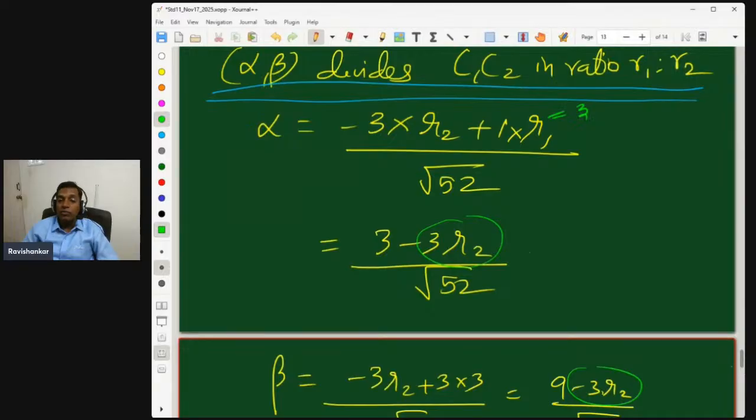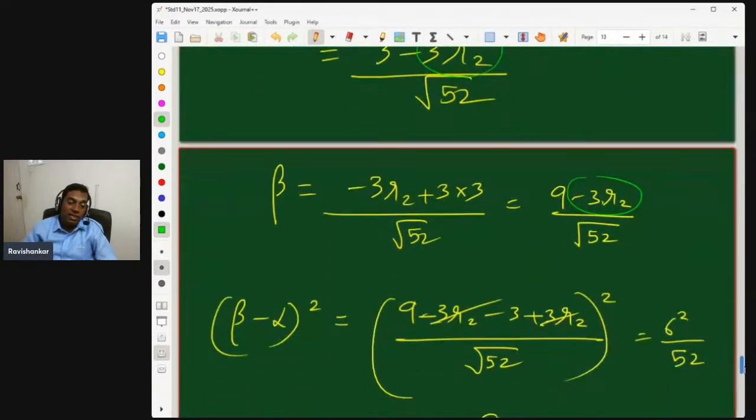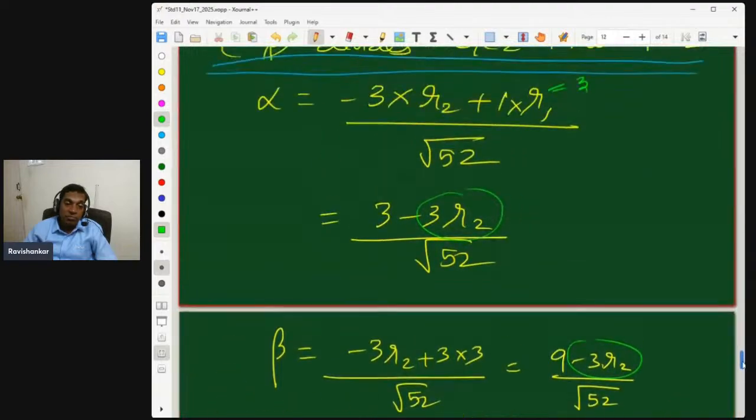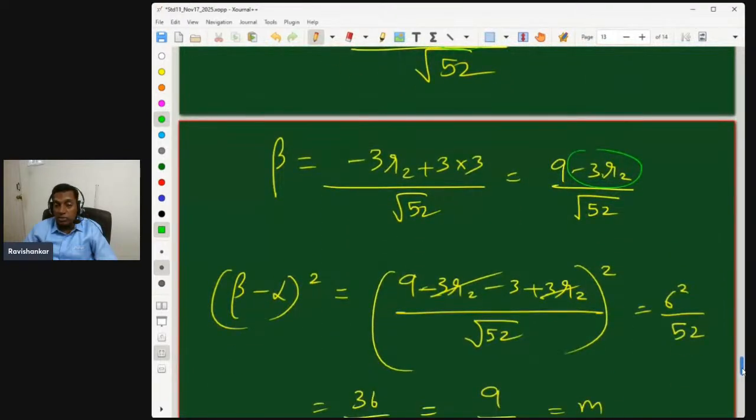If you were asked to find 3 alpha plus 5 beta whole square, etc., then you would have to substitute and you'd get ugly answers. But here, beta minus alpha is asked for a reason, so that the root 52s that you get in the numerator will vanish. So it will be simply 36 by 52, beta minus alpha whole square. That's what I did, Sanjay.